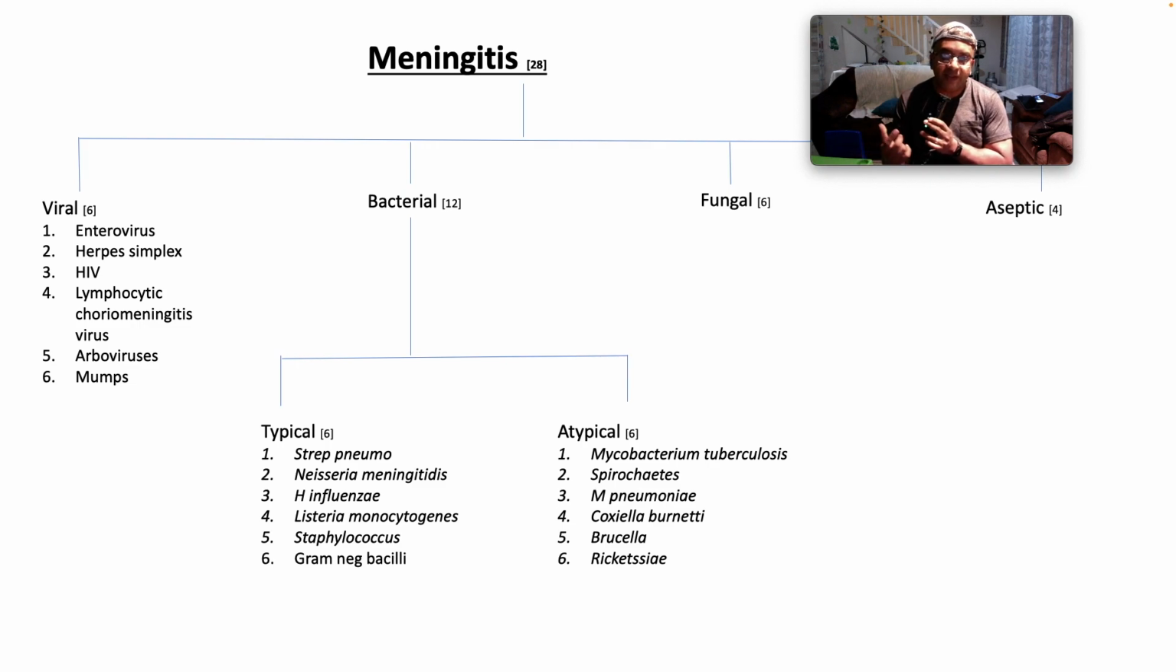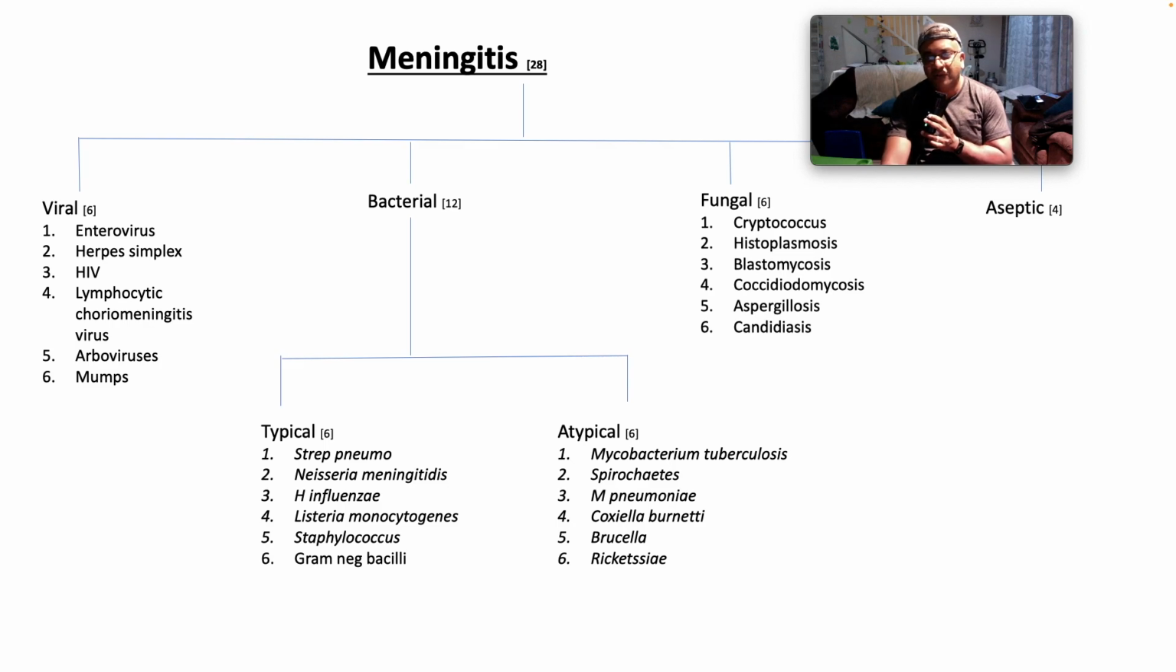Spirochetal, we're thinking about syphilis and neurosyphilis. So you want to do your CSF and look for a non-treponemal test, essentially a VDRL, and look at the titer of that. Then Mycoplasma pneumoniae, Coxiella burnetii, Brucella, and Rickettsia.